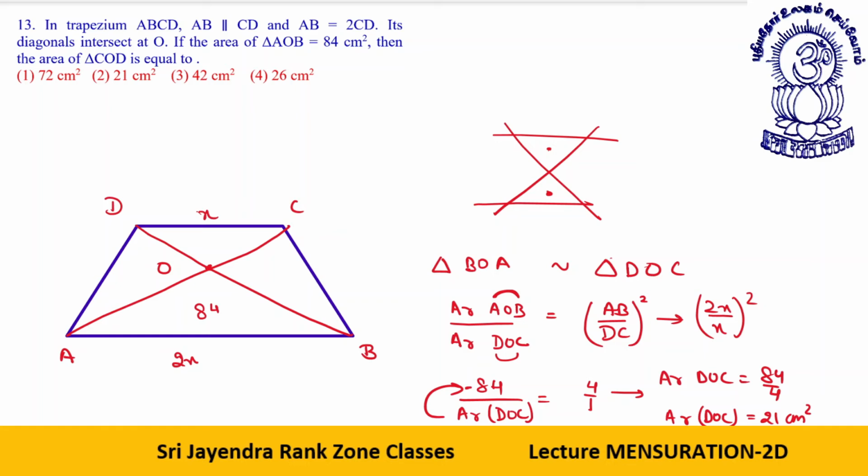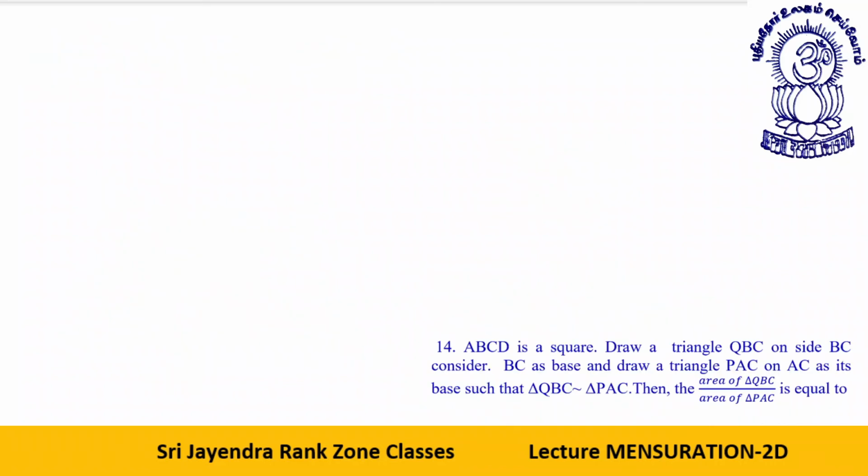Okay, clear to all of you? Should I take the next one? You can have a look over it if you want to. Fine. Let's take the next one. ABCD is a square. Draw a triangle QBC on side BC. ABCD is a square. Here I draw a square.